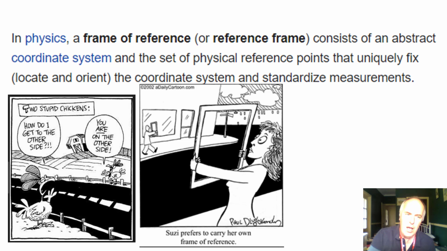Now let's read a few of these comments here. Two stupid chickens. How do I get to the other side? You are on the other side. That is not being able to comprehend that someone else has a frame of reference. And here Susie prefers to carry her own frame of reference, which is essentially what you do when you carry a frame of reference. And that's the important thing when we say the frame of reference of the rocket.